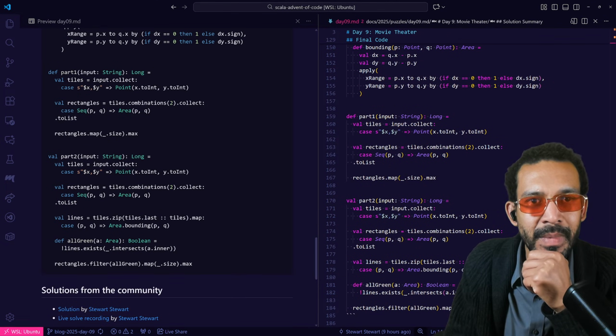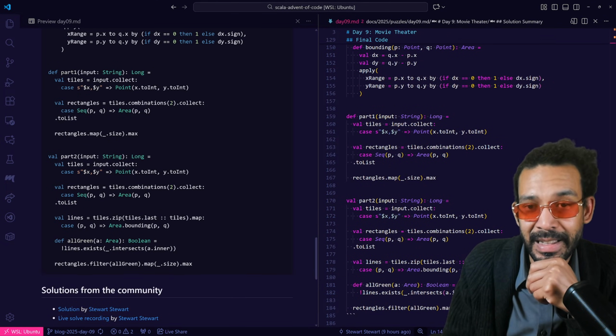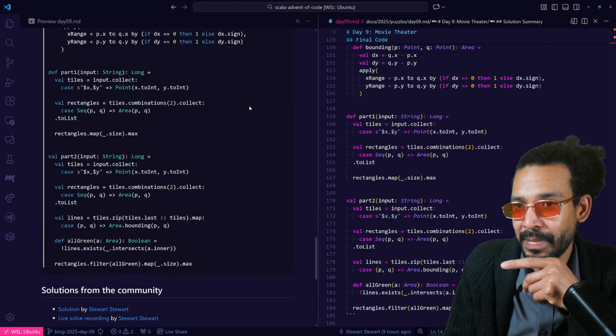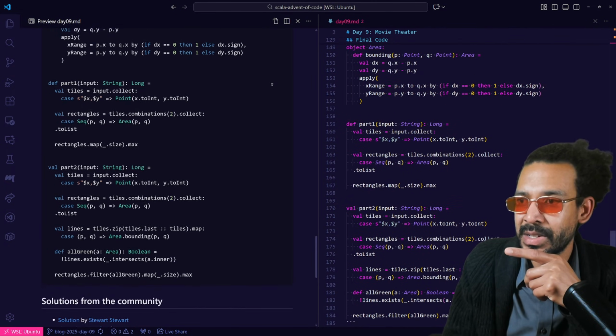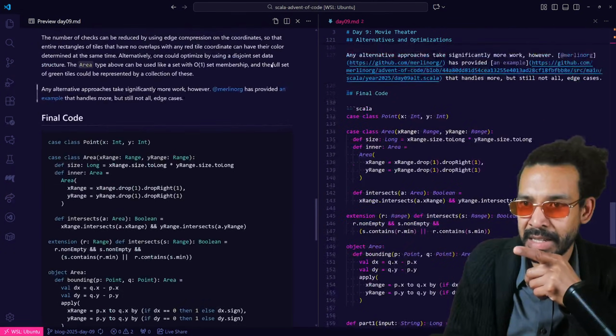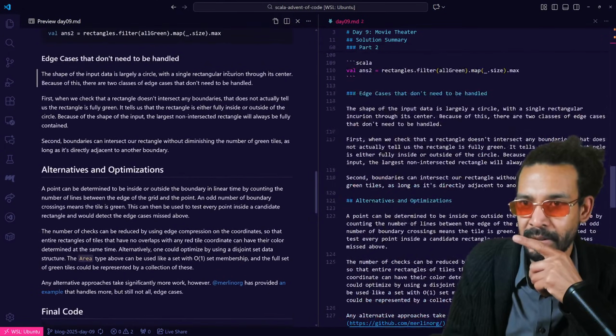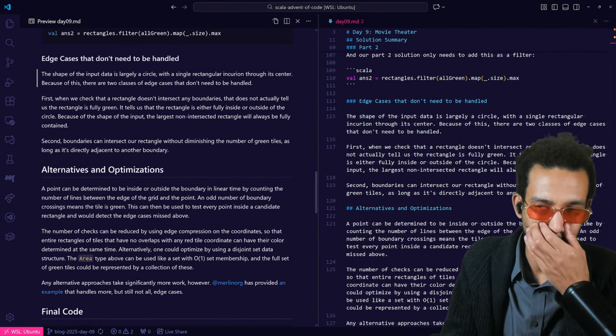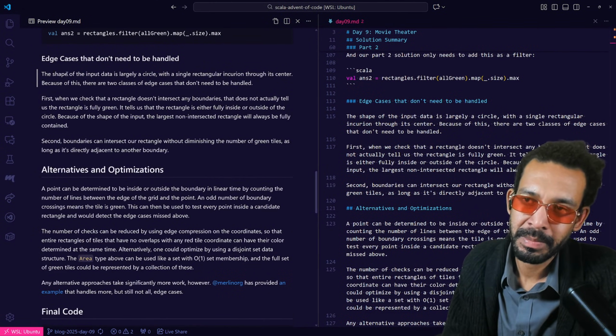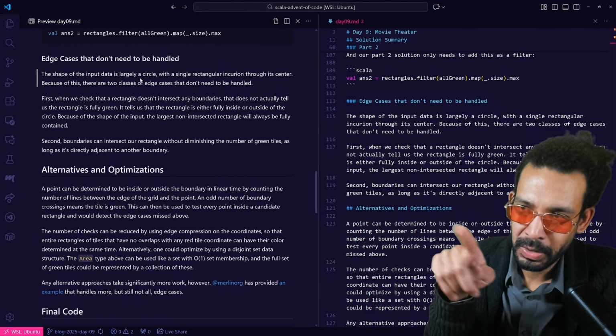How do you know if it's out or in? Yeah, so I skip over that. I mention, this article also does mention the edge cases. There are edge cases that don't need to be handled, and that's because of the shape of the input data. It's a circle, right?